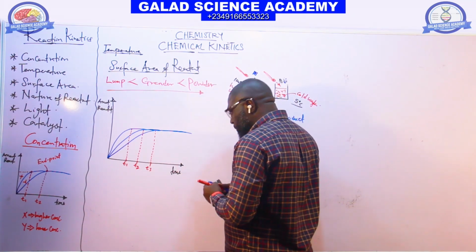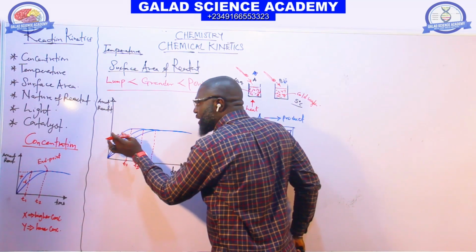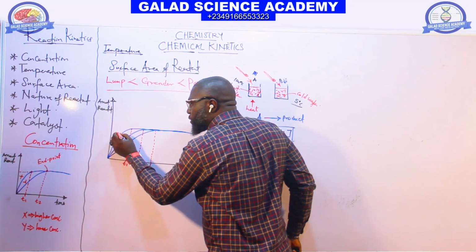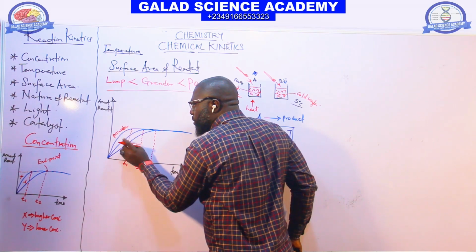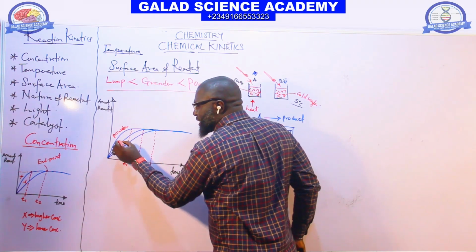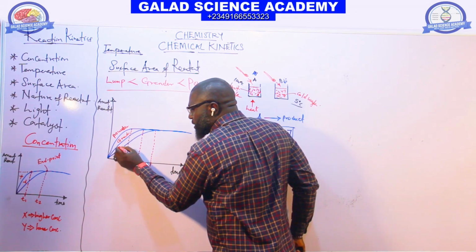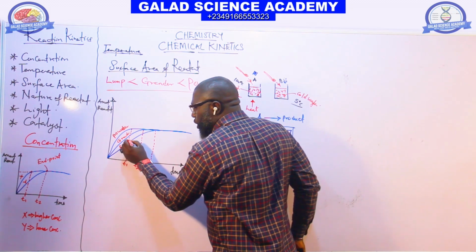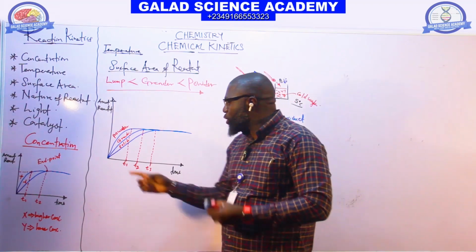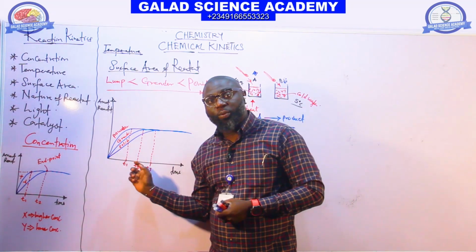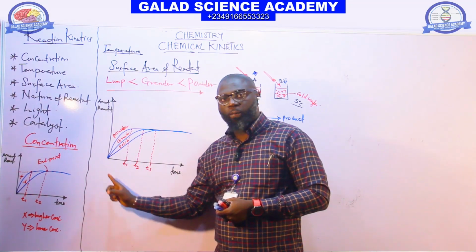So this graph here, the one here represents the powdery form. This one represents the granules. This one represents solid. So the curve where the reaction is faster is the powdery form.